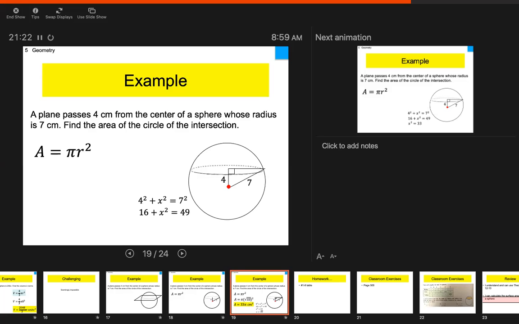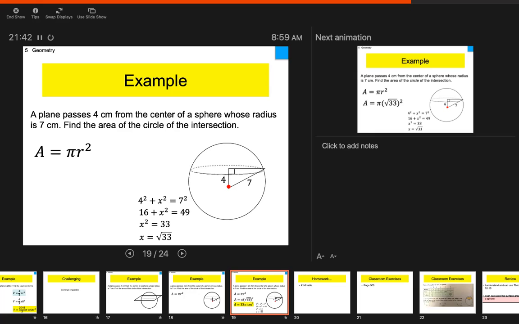Subtract 16 from both sides. 49 minus 16 is 33. Take the square root of both sides. We get an ugly number, but don't panic. It's just a number. So the radius of that circle is root 33. All right, cool, because that's what we needed to find the area of that circle.